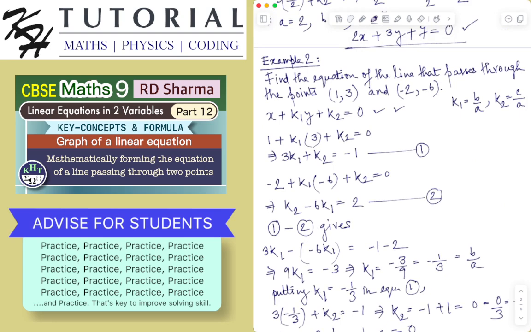So anyway, I think solving these 2 examples, you got the idea how we can mathematically form the equation of a line which passes through 2 given points. The coordinates of 2 points will be given. You will be asked to form the equation of the line that passes through the given 2 points.